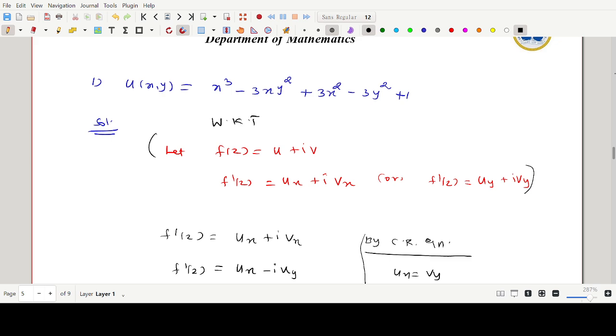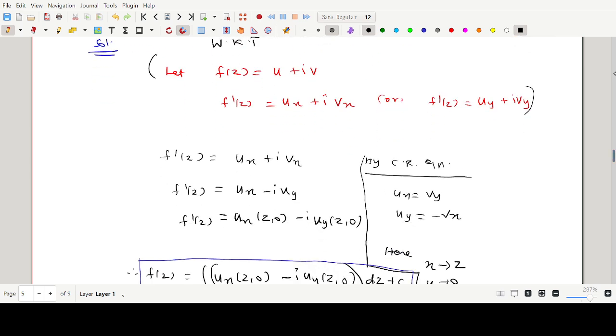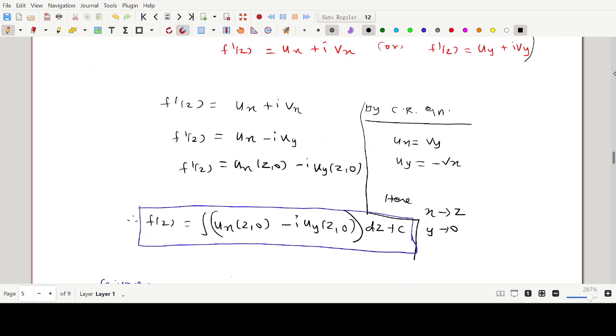What is the derivative of f with respect to z? F dash of z is ux, the first derivative of u with respect to x, plus i, which is constant, times vx, the derivative of v with respect to x. Otherwise, with respect to y, f dash of z is uy plus i vy. So f dash of z can be written as either ux plus i vx, differentiating with respect to x, or uy plus i vy, differentiating with respect to y. This is a known result, basic notation. By this rule we are forming the analytic function.